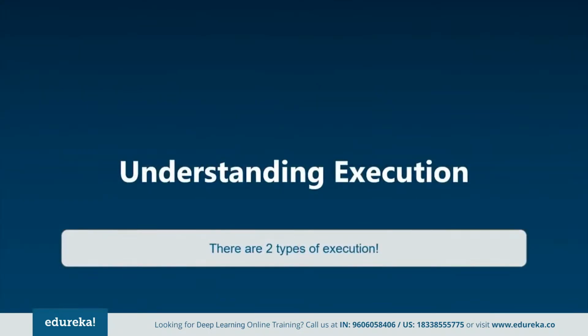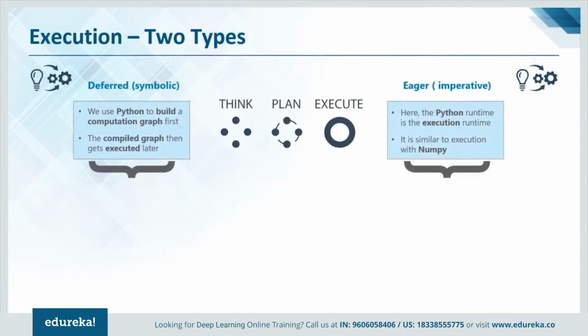So moving on, we need to understand the two basic types of execution in Keras, deferred and eager execution. It is also called symbolic and imperative execution. With deferred, we use Python to build a computation graph first like we previously discussed, and then this compiled graph gets executed. With eager execution, there is a slight change, guys. It is here that the Python runtime itself becomes the execution runtime for all of the models. It is very similar to execution with NumPy. So if you're familiar with NumPy, then it's a cakewalk, guys.